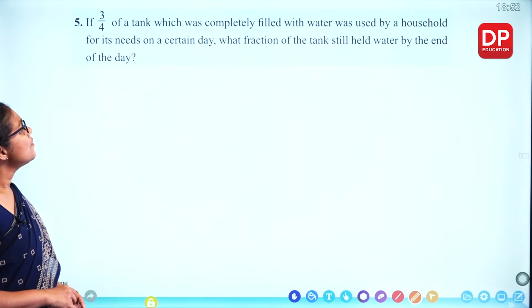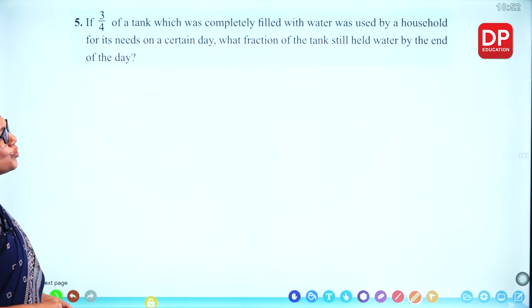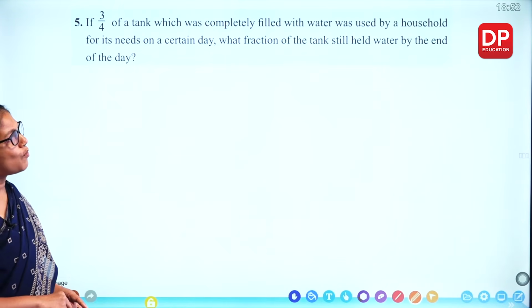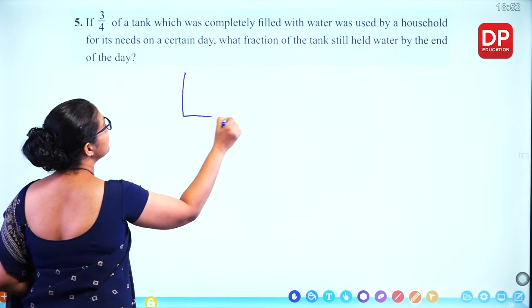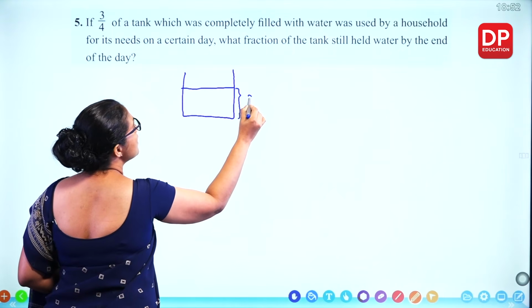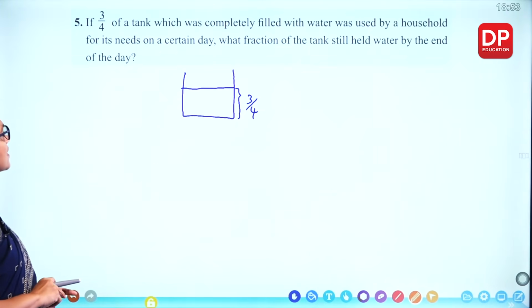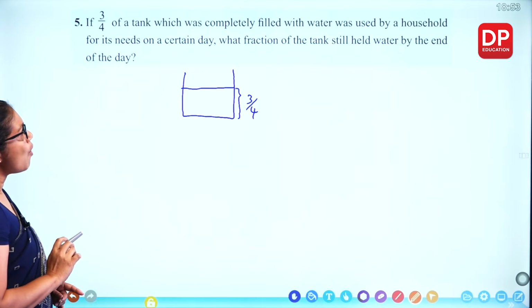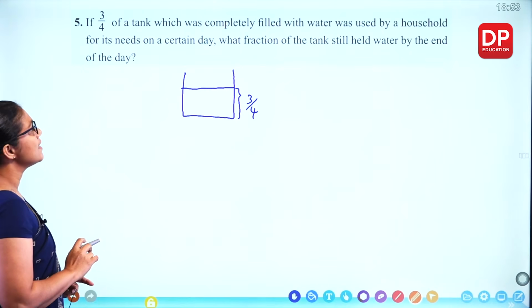It says 3/4 of a tank which was completely filled with water was used by a household for its needs on a certain day. What fraction of the tank still held water by the end of the day? So there's a tank, 3/4 already filled and it's used for household purposes. So they are asking what fraction of the tank still held water by the end.